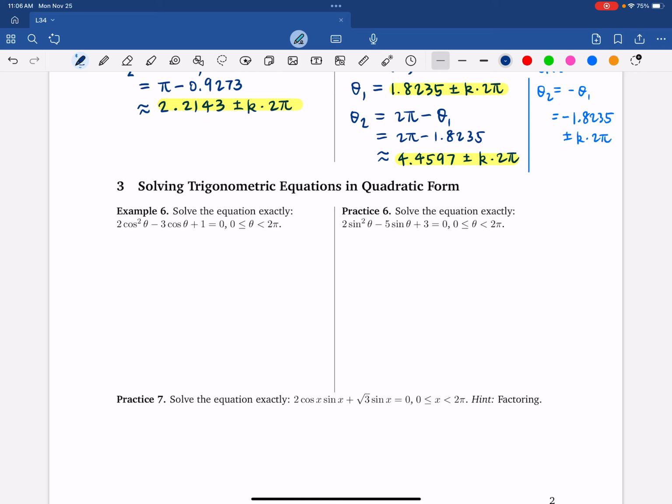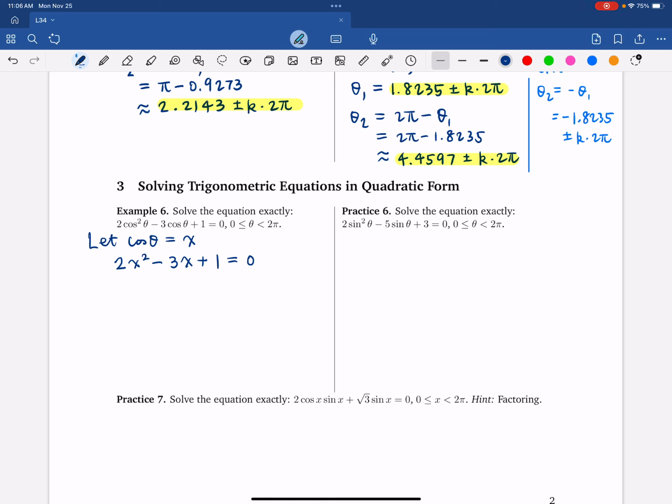So why don't we just do a substitution? I do see cosine a lot, right, in multiple spots. So we could do a simple substitution. Let's say cosine of theta is x. And then I'm going to rewrite the equation, right? So that means 2 cosine squared becomes 2x squared, minus 3 cosine of theta becomes minus 3x, plus 1 equals 0. And as you can see, this is a quadratic equation.